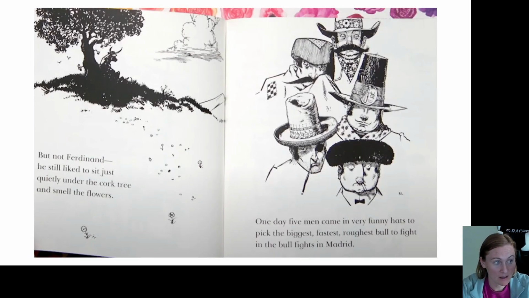But not Ferdinand. He still liked to just sit quietly under the cork tree and smell the flowers. One day, 5 men came in very funny hats to pick the biggest, fastest, roughest bull to fight in the bullfights in Madrid.